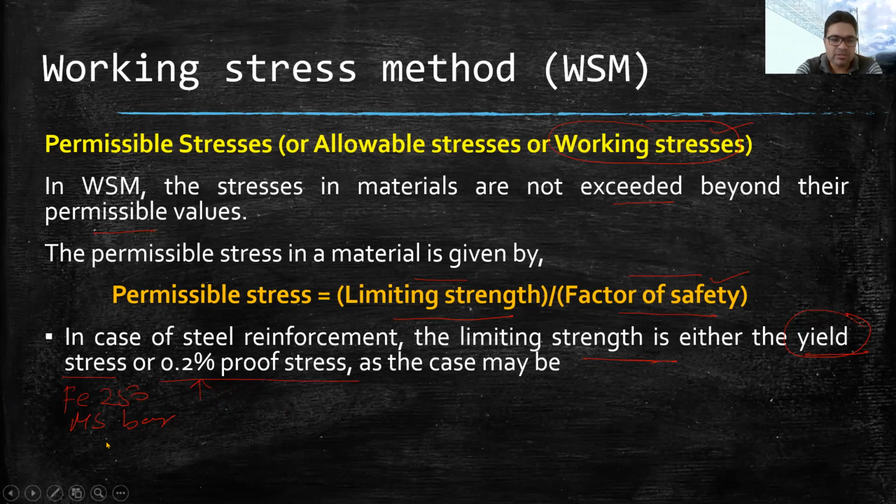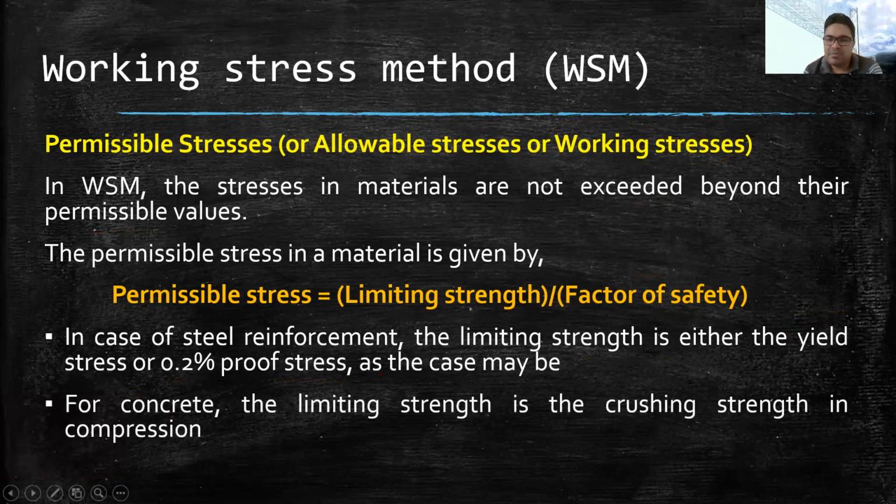Similarly, for concrete, the limiting strength will be the crushing strength or the 28 days characteristic strength of the concrete, and generally we denote that with fck. So fck is the 28 days strength of the concrete. Say, for example, in the case of M25 grade concrete, the fck value will be 25 Newton per mm square.